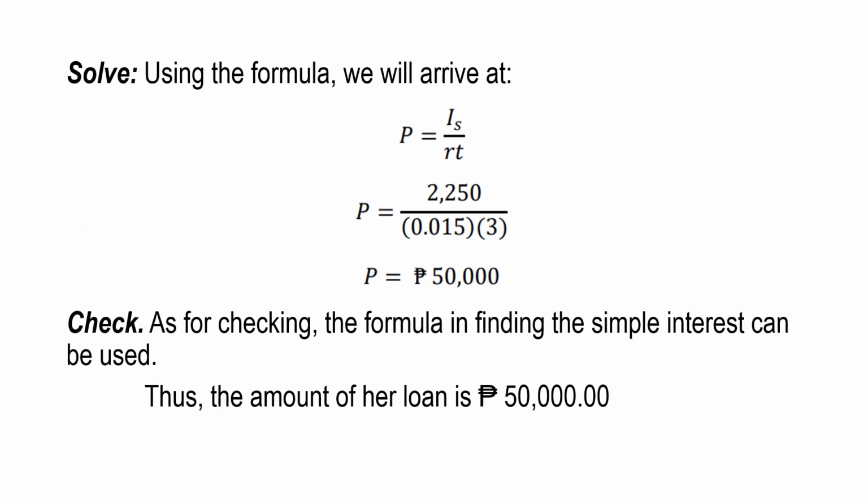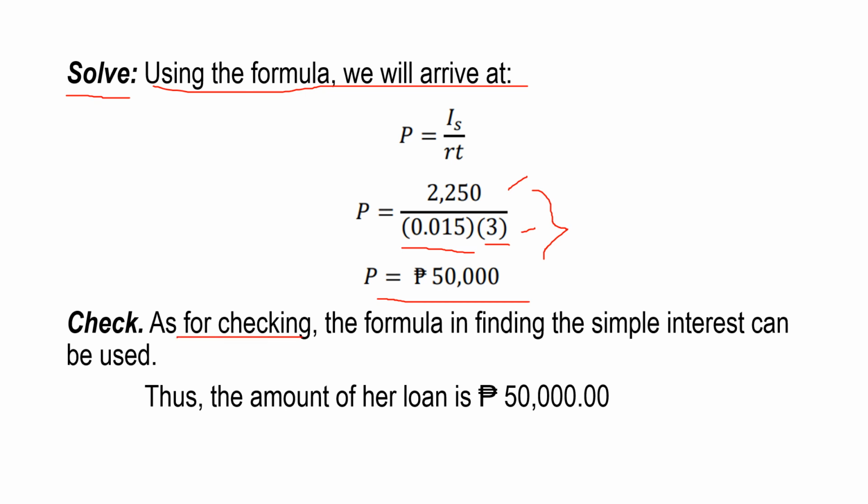And the next step is to solve. So using the formula, we just simply substitute the given values to your problem. That will be your 2,250 as your simple interest, your 0.015 as the rate of interest, and 3 years for the time or term. So if we simplify this using division as your operation between your numerator and denominator, then we arrive at a principal which is 50,000 pesos.